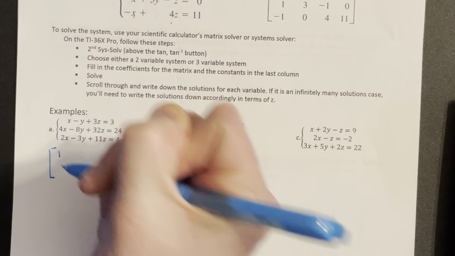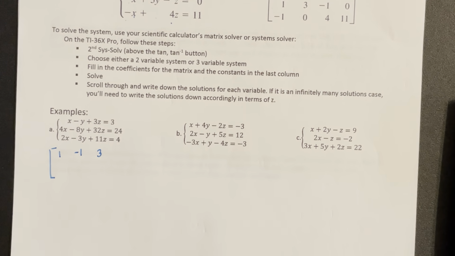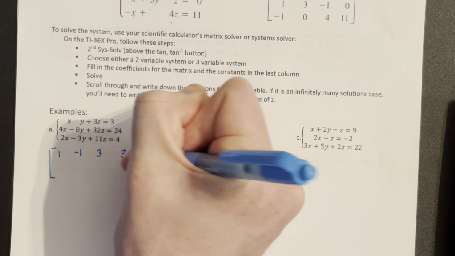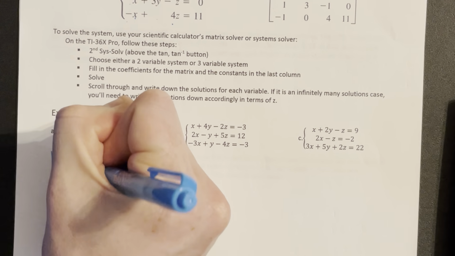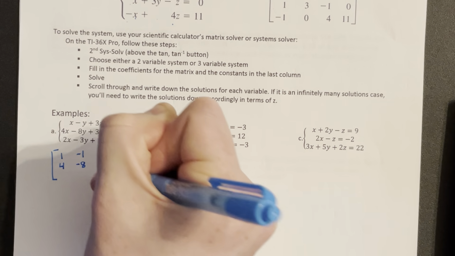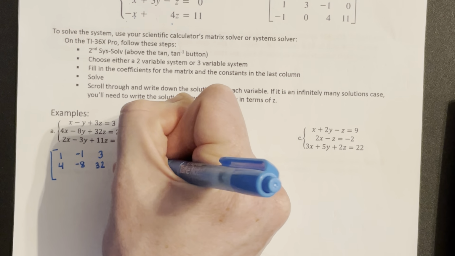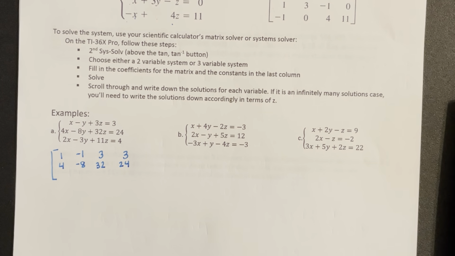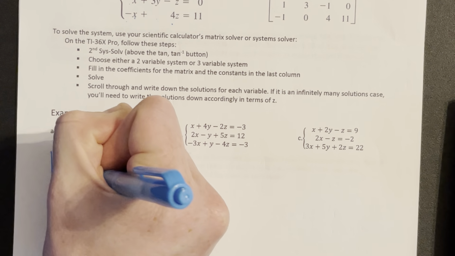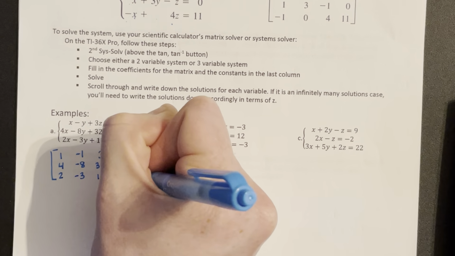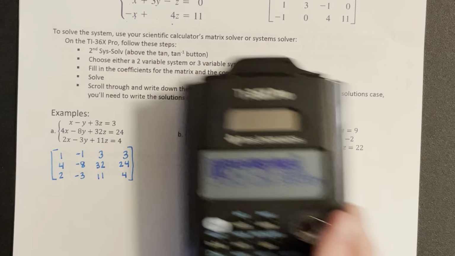So the coefficients for the first one, there's 1x, a -1y, a +3z, and it's equal to 3. So that's the first row of our matrix. Then I have 4 x's, a -8y, a 32z, and a 24. 2x minus 3y plus 11z, so that's 2, -3, +11, equal to 4. This would be our augmented matrix that we're going to put in our system solver.